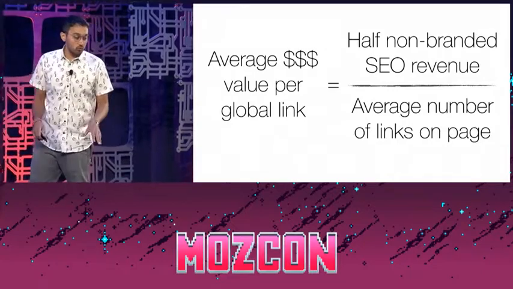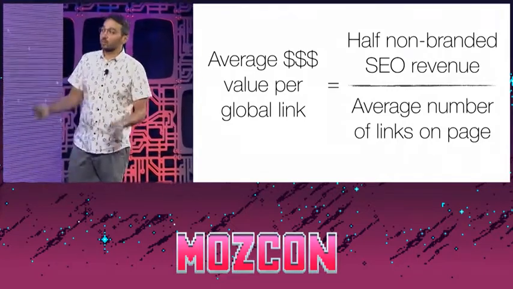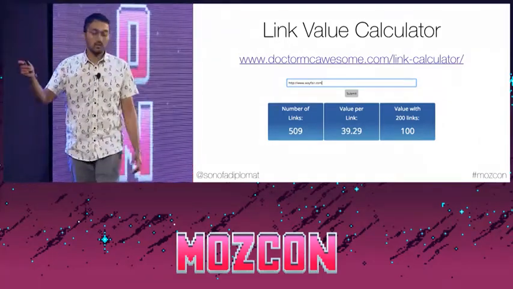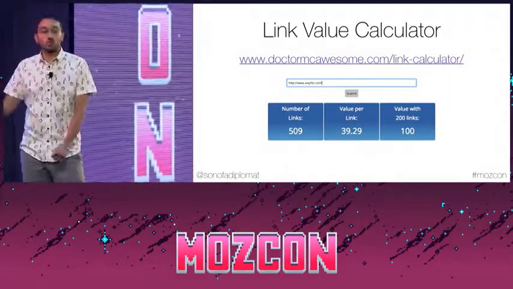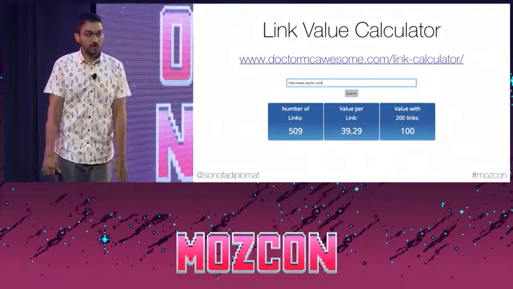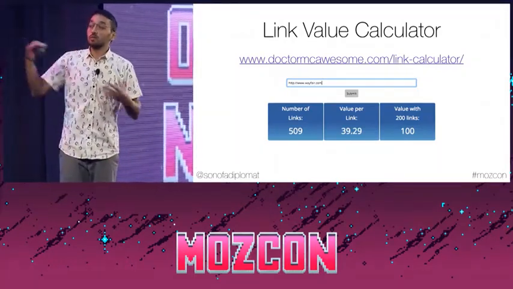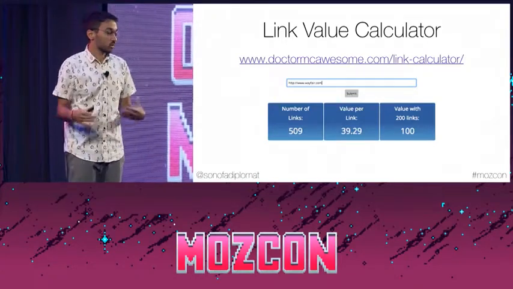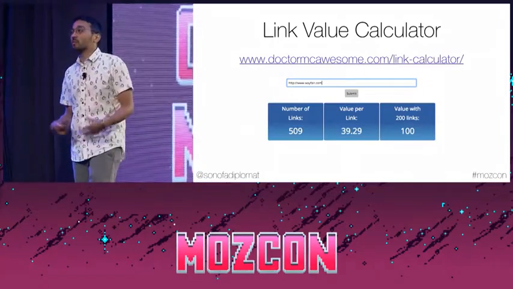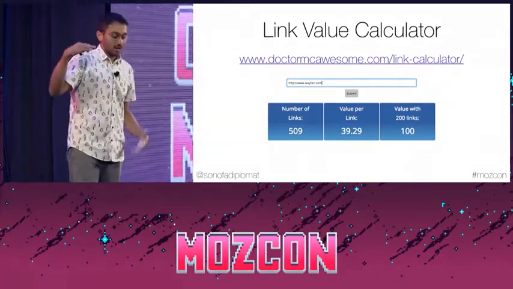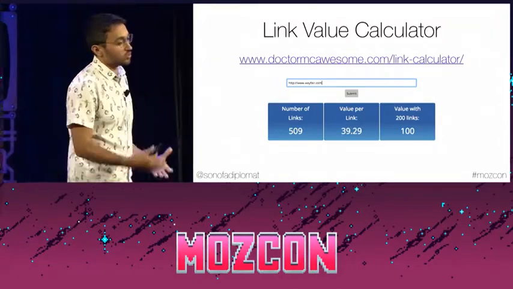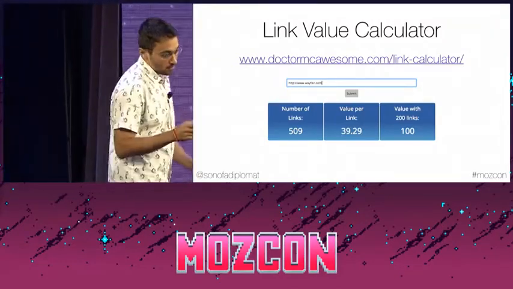So that you don't need to go through and count every single link that appears on every single page, we created a link value calculator for you. You can find it over here at drmcawesome.com. You drop a URL in, and it'll tell you the number of links that appear on the page. It'll list out the URL of every single link, which can often be a surprising exercise because you're like, oh my god, I didn't realize we were linking to that. Additionally, it'll tell you the theoretical value per link that you're currently getting and how much you could be getting if you only had around 200 links on the page.